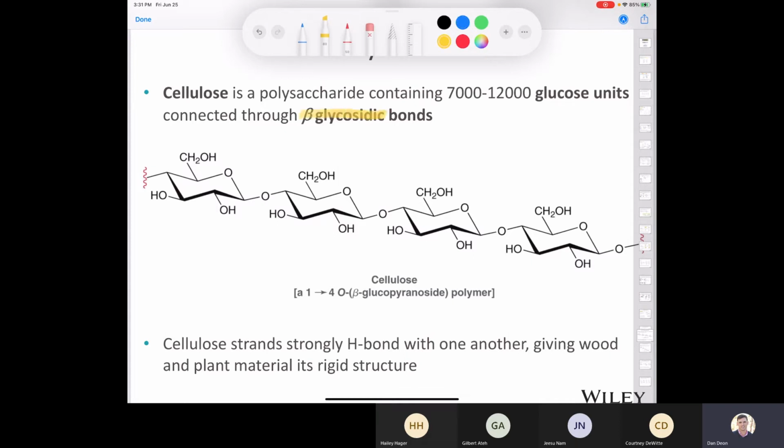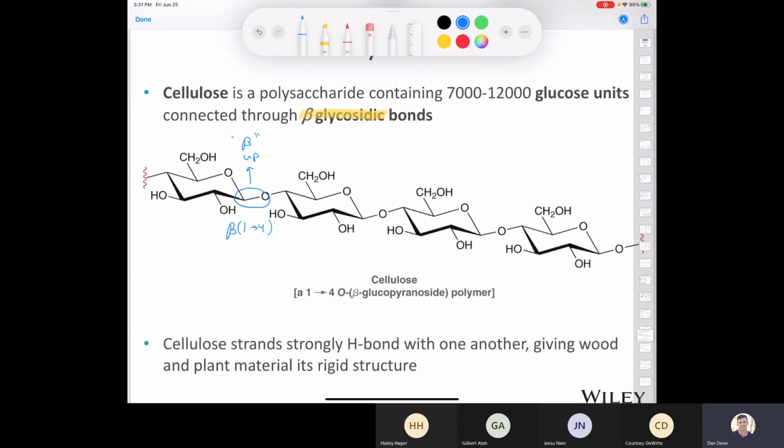Beta glycosidic bonds. That means that this particular bond right here is going up, right? It is beta, okay? Because it's pointing up. So here, all those bonds are beta 1,4 linkages, okay? So we call this a beta 1,4 linkage. So there you go. So that's cellulose.